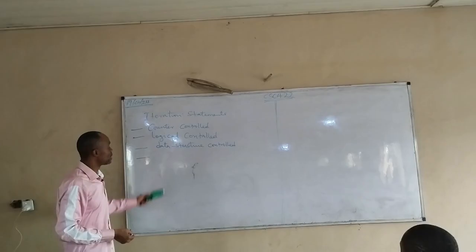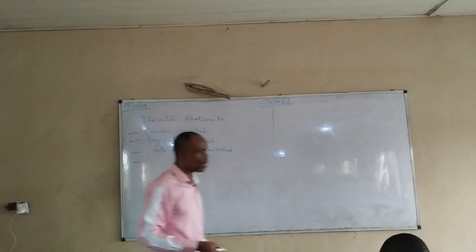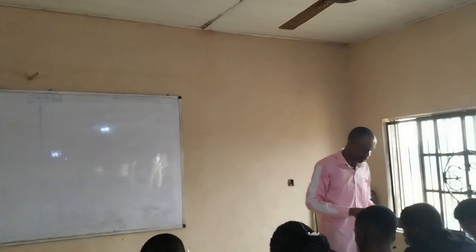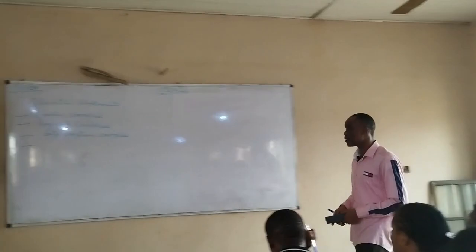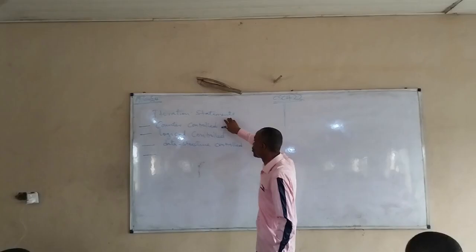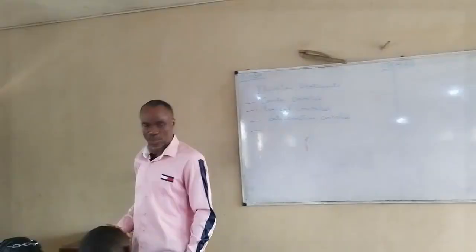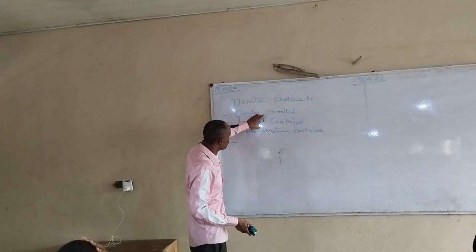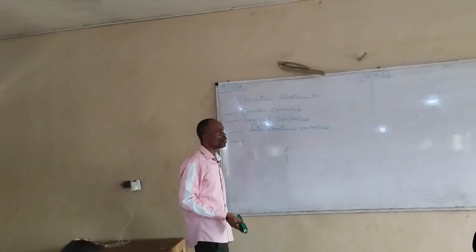It is asking how the loop will work. The first one is how the iteration will be controlled. We have counter control, logical control, and data structure control. That is the first design issue: how will the iteration be controlled?